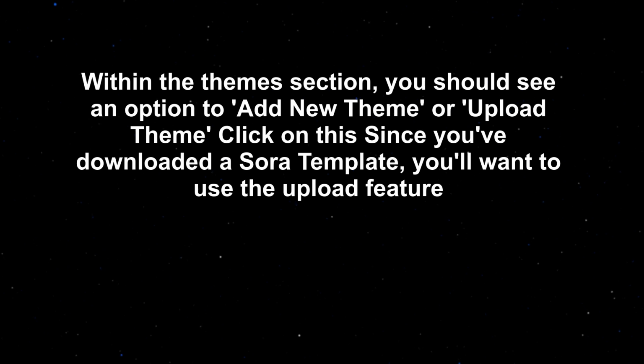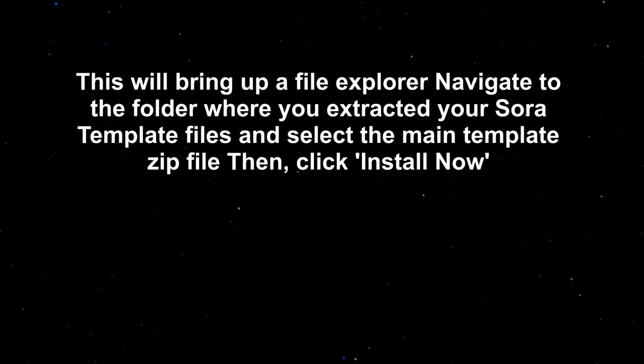Click on this. Since you've downloaded a Sora template, you'll want to use the Upload feature. This will bring up a File Explorer. Navigate to the folder where you extracted your Sora template files and select the main template zip file. Then, click Install Now. Your platform will now install the template.